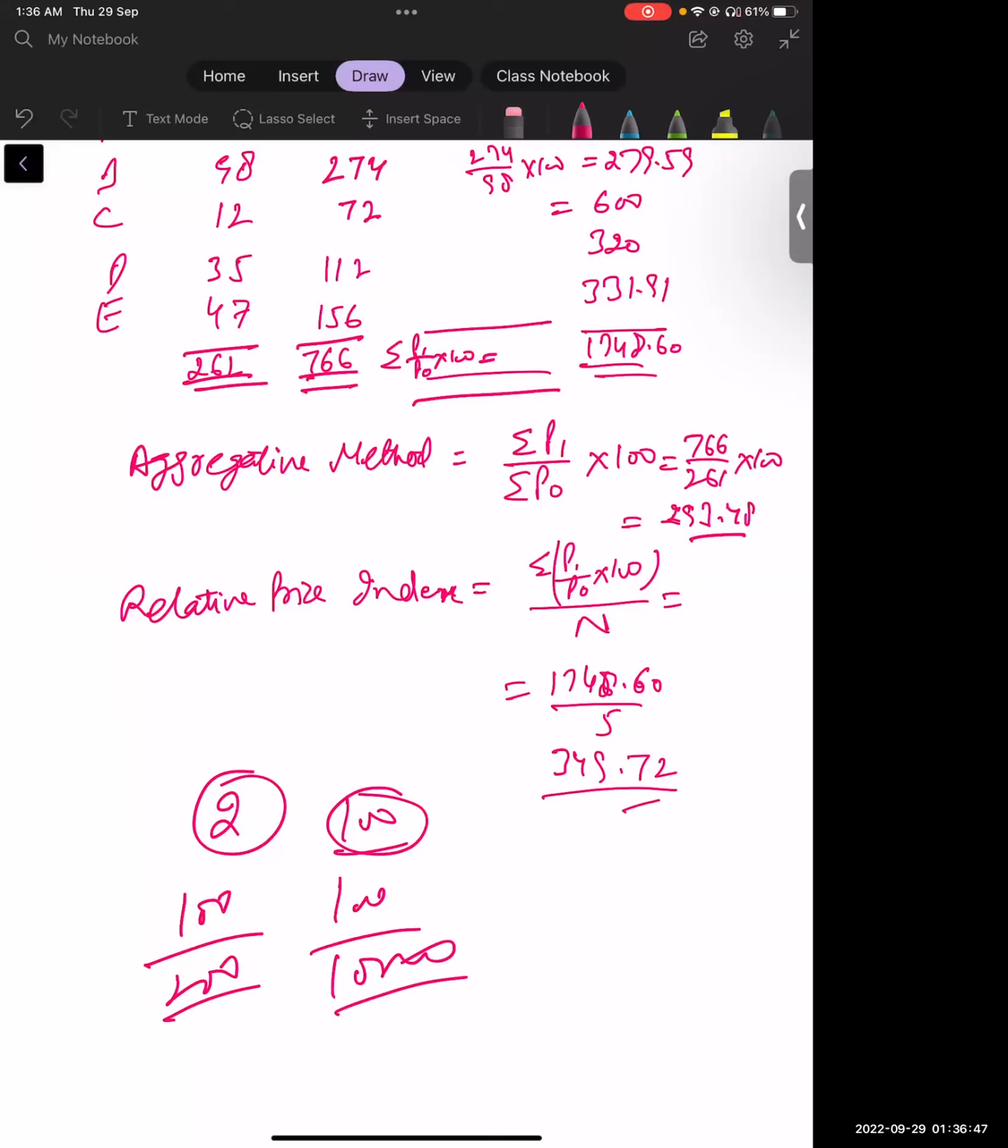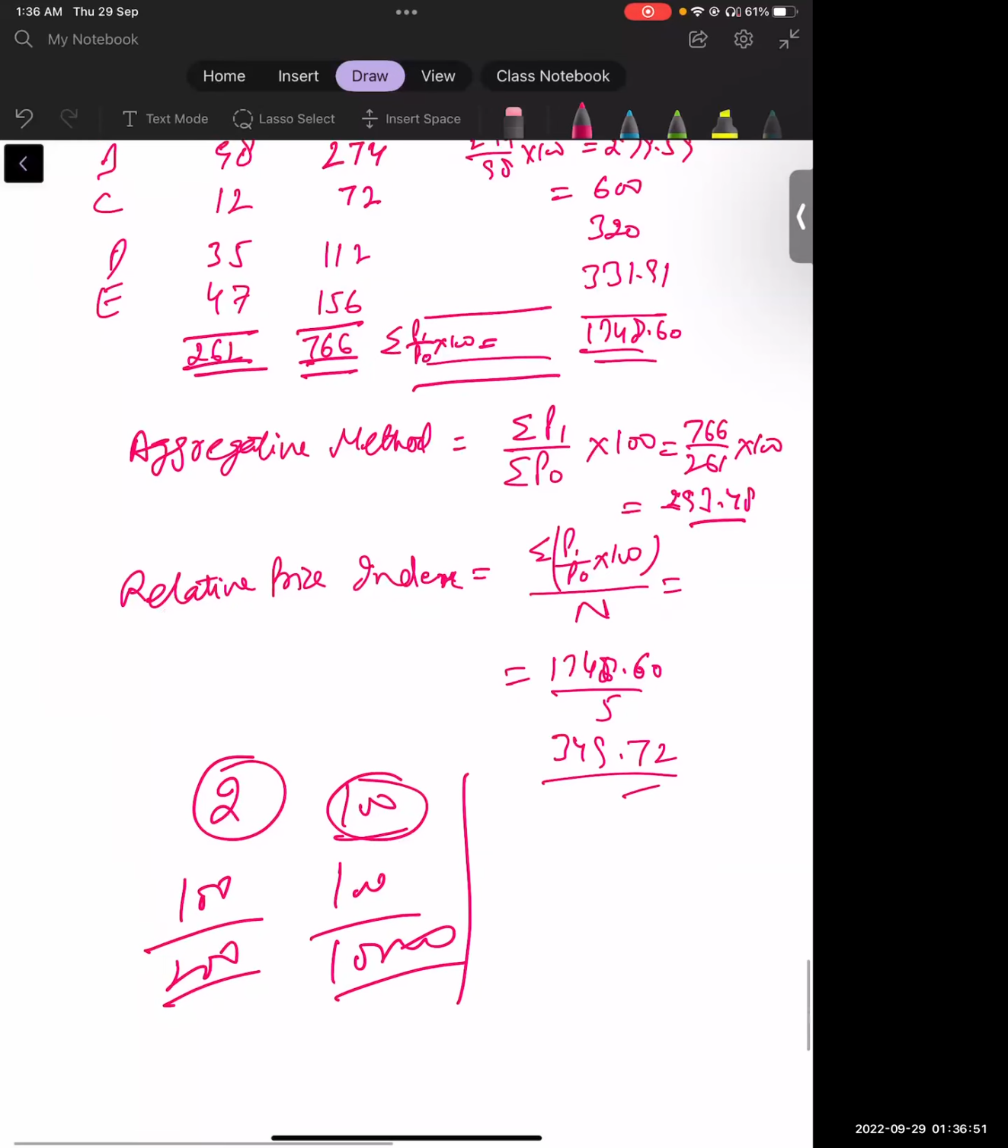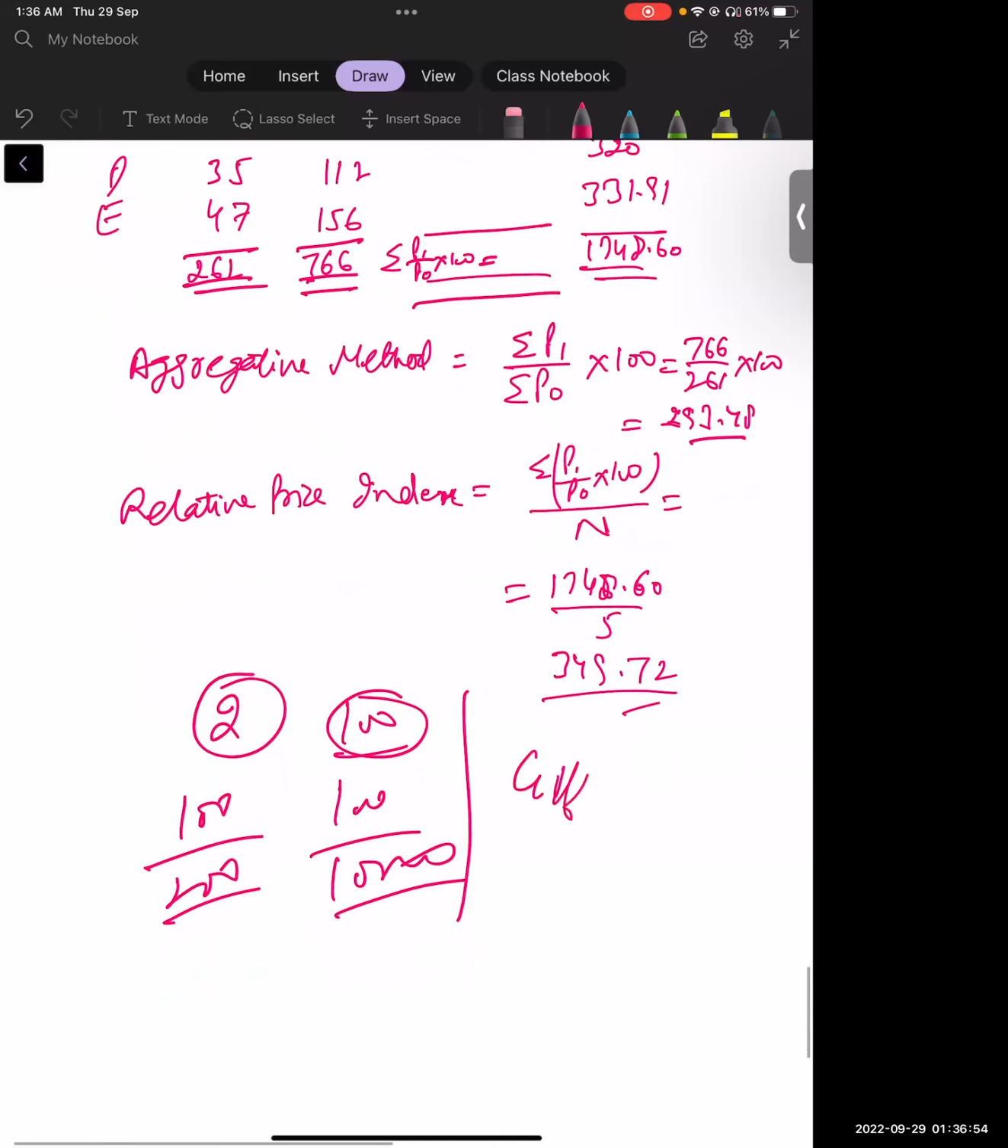And quite possibly, there are a few goods which you may have heard of in economics. There are Giffen goods. You know what the Giffen goods are?